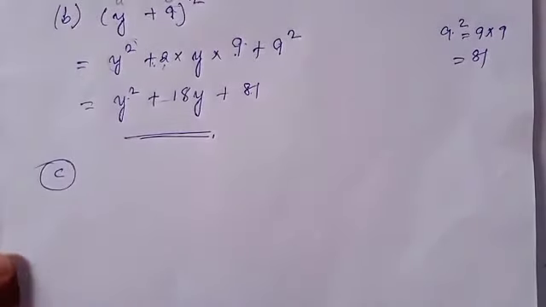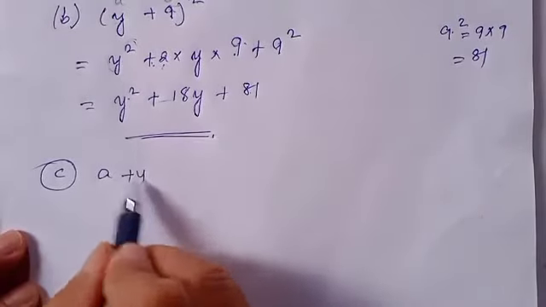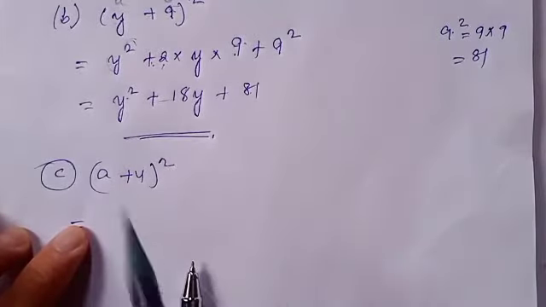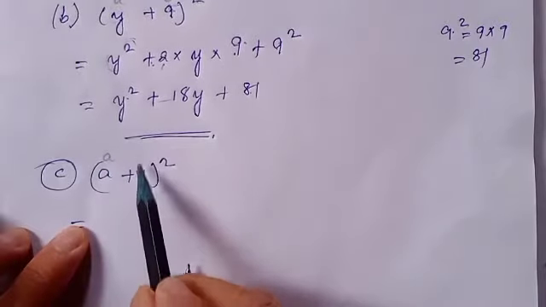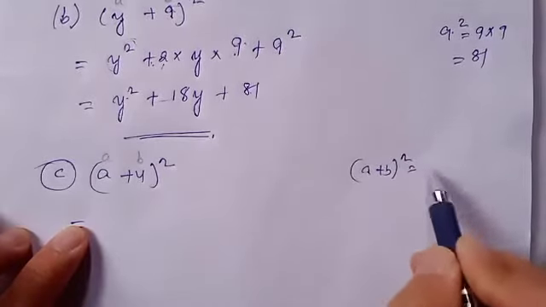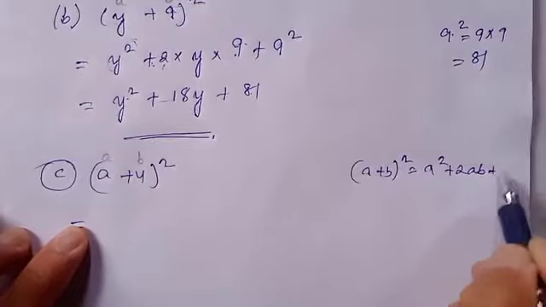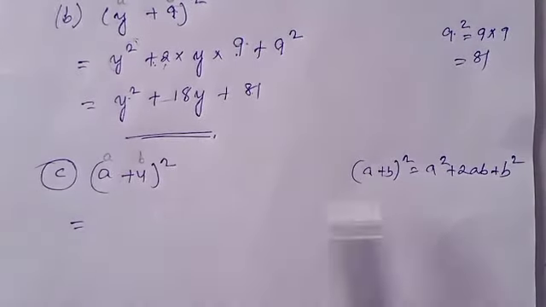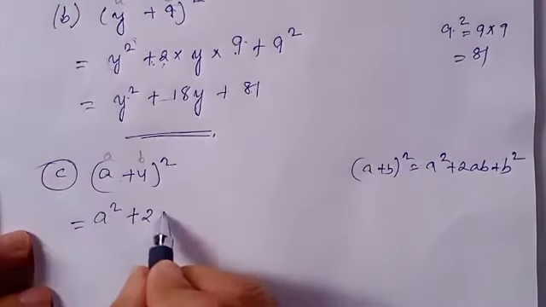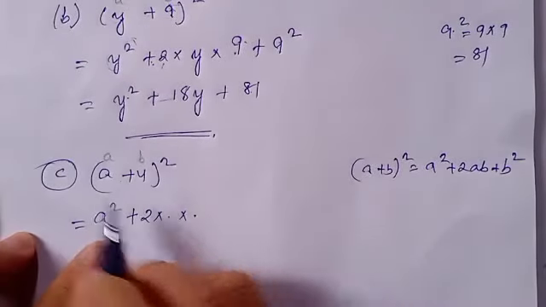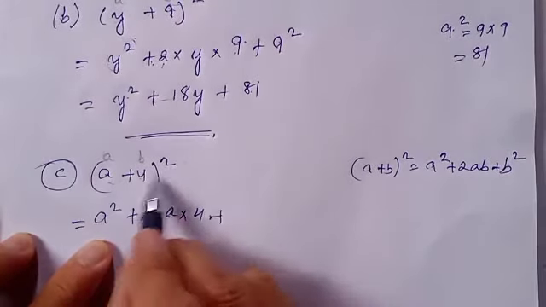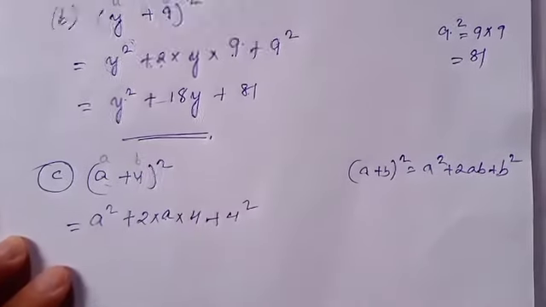Okay, now let's try C. We have a plus 4 the whole square. Then here we can take a for A and 4 for B. Then a plus b the whole square is a square plus 2ab plus b square. First one is a square, so we write a square plus 2ab, which is 2 into a into b, where a is a and b is 4. Last one is plus b square, where b is 4, right? So you write 4 square.